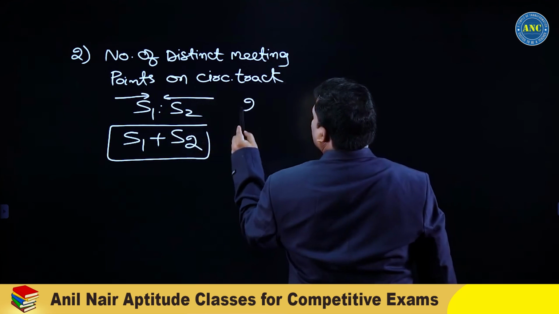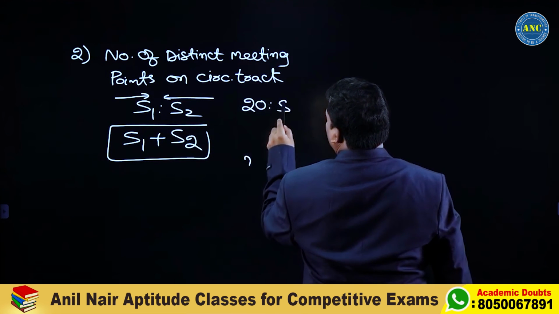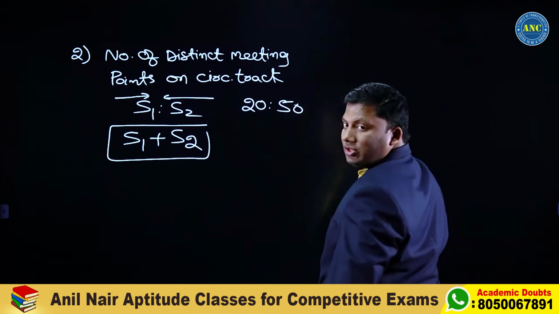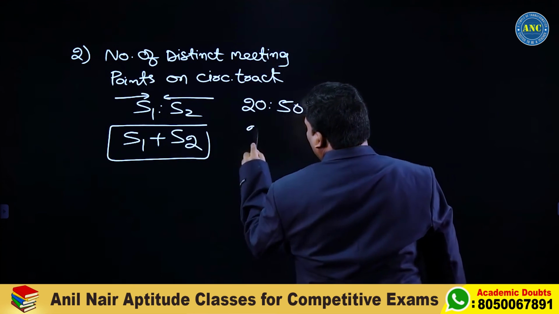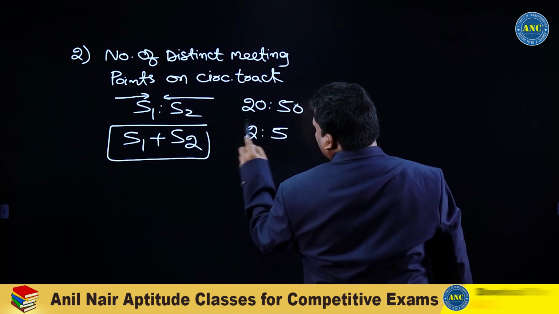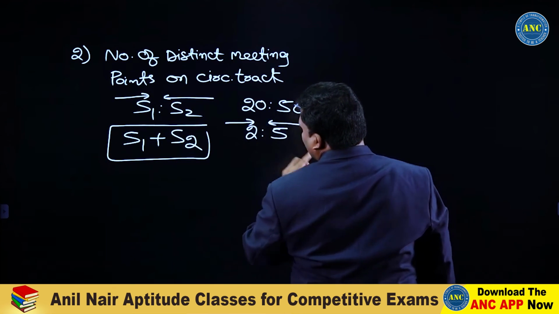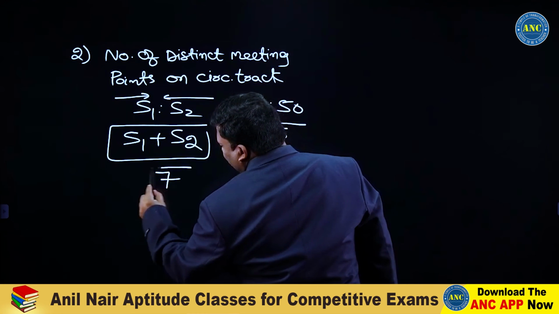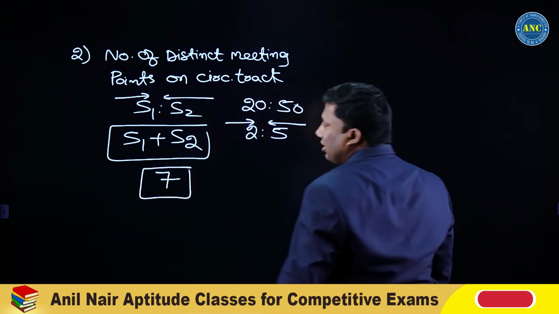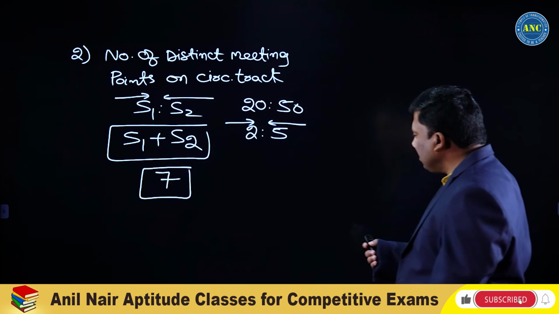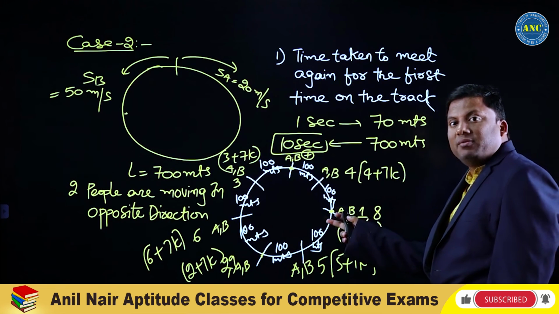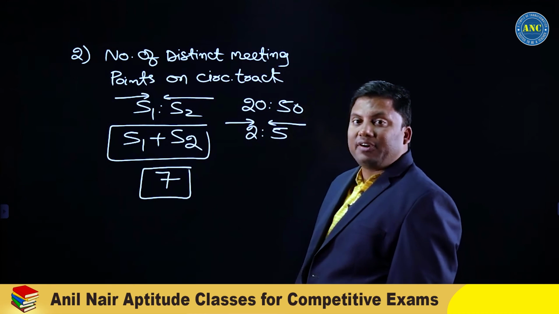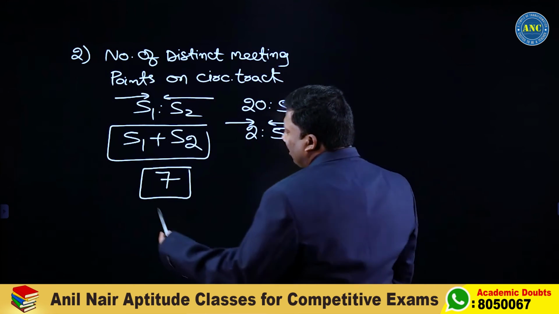So here it is 20 is to 50. So here it will be 2 is to 5. Opposite direction. 2 plus 5, it is 7. Number of distinct meeting points on the circular track is 7. The same thing we got here. 7 meeting points we got. I hope the idea is clear.